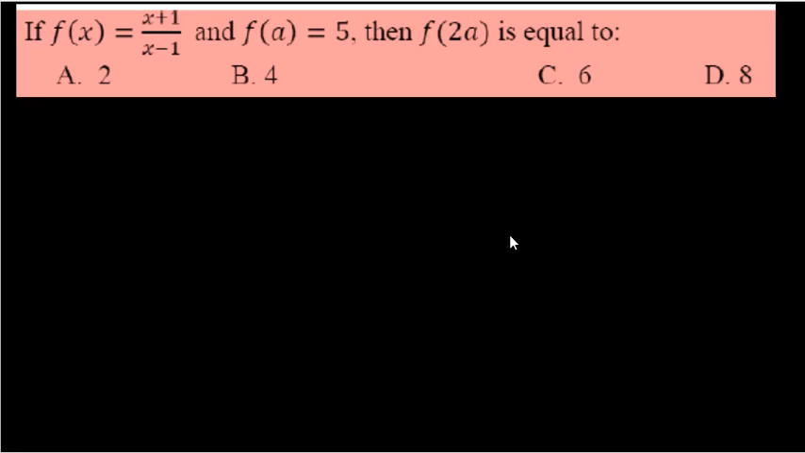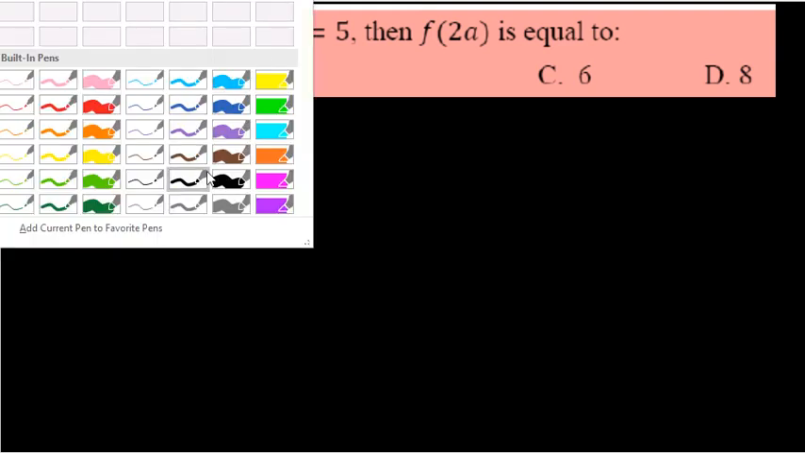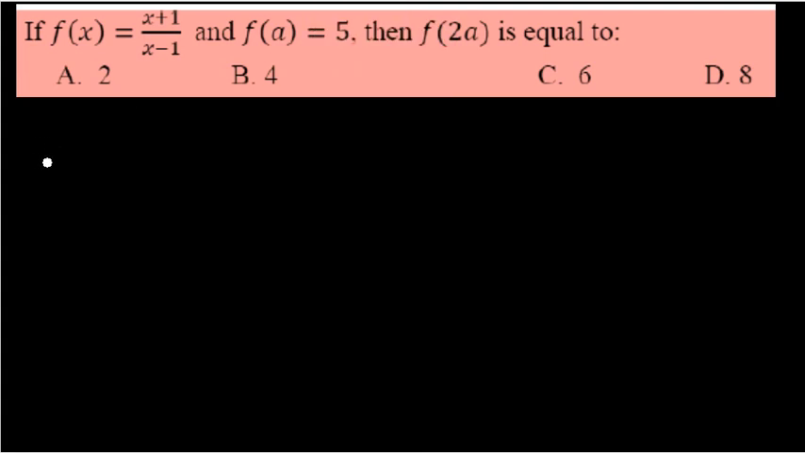For today, the first question says f of x is equal to x plus 1 over x minus 1, and f of a is equal to 5, given to you already. Then we need to find f of 2a. Okay, so first of all, let's try to find the a value from here.